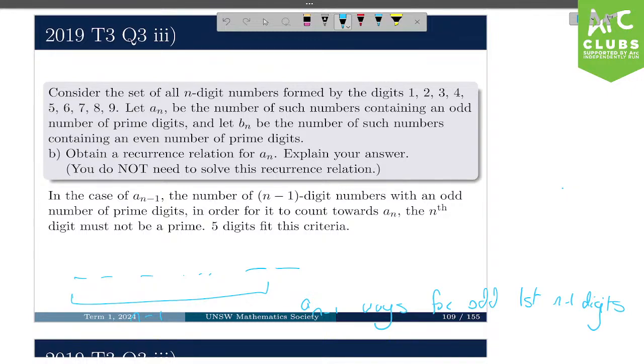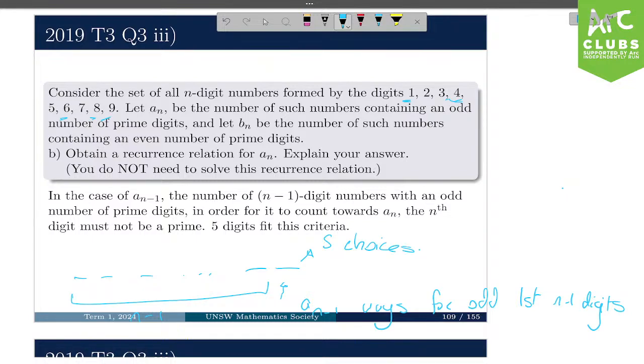But we note that if we want an odd number of prime digits, and our first n minus 1 digits have an odd number of prime digits, then our nth digit can't be prime, or else it will make it an even number of prime digits. So that means that our last digit here cannot be prime. And out of the digits from 1 to 9, we note that only 1, 4, 6, 8, and 9 are not prime. So we have 5 different choices here.